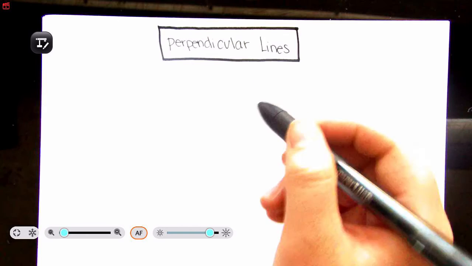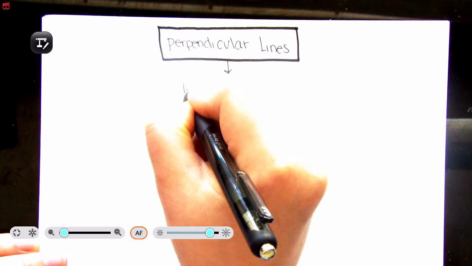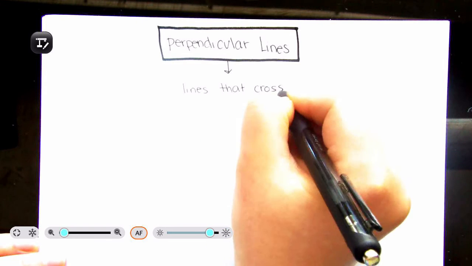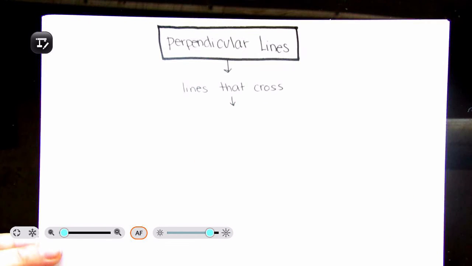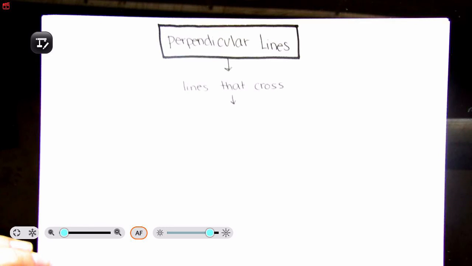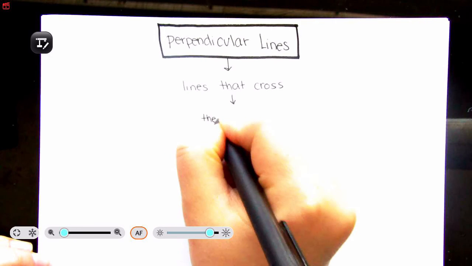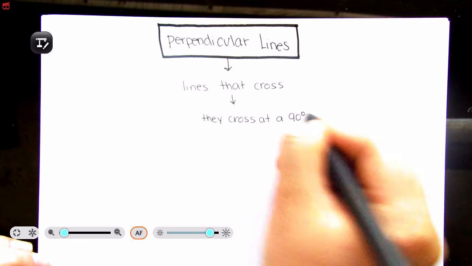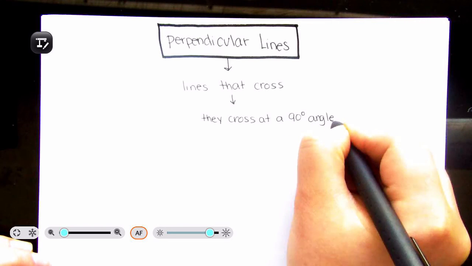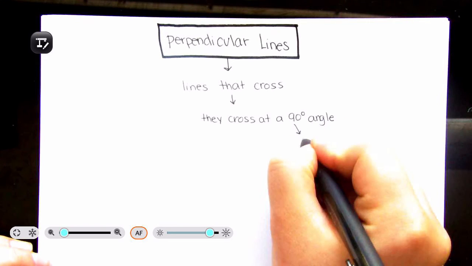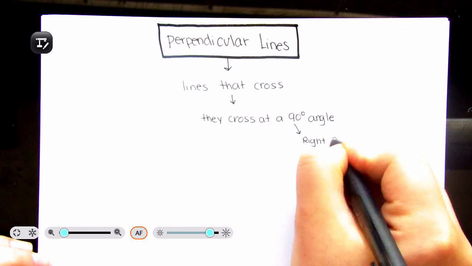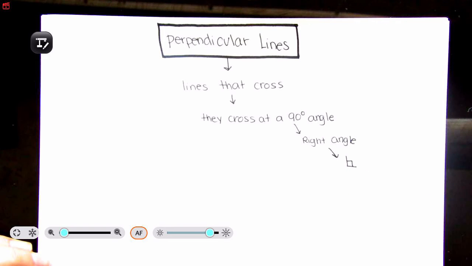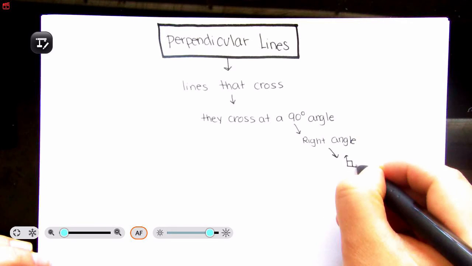Now, perpendicular lines are lines that cross, and they cross in a very specific way or a very specific angle. So lines that cross at a 90-degree angle. And so remember, 90 degrees is a right angle, and we show that it is a right angle by putting a little box where the angle is.